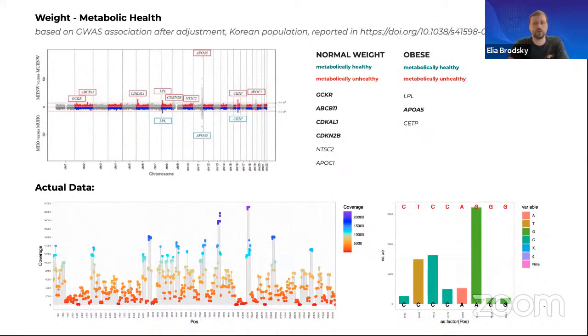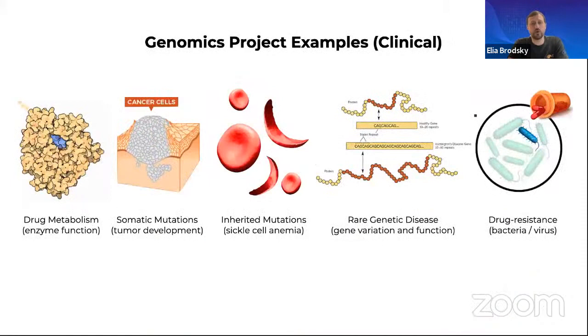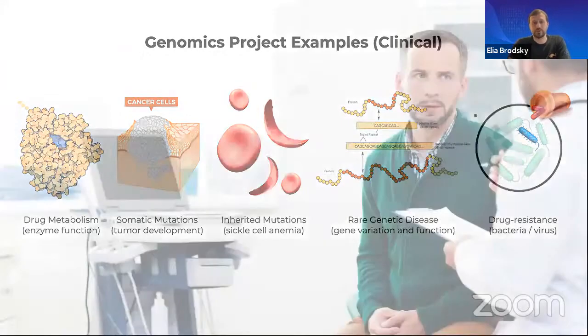So some of the things that you will learn in this part of this course is how to load the data, how to process the data, how to find meaningful associations, and also how to provide a report on what you have found using both the T-Bioinfo platform and coding in R. Now, beyond those, we will also look at some of the applications of genomic sequencing for biomedical research. And there we will look at examples for drug metabolism, somatic mutations, inherited mutations, rare genetic disease, as well as drug resistance in bacteria, which is going to be a little bit different, but with similar principles.